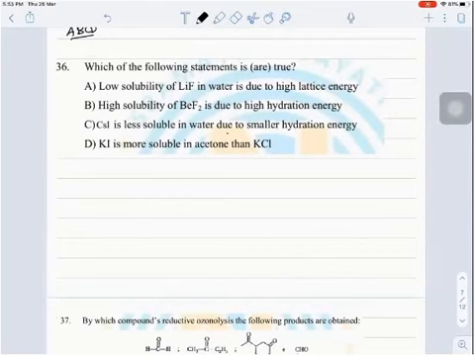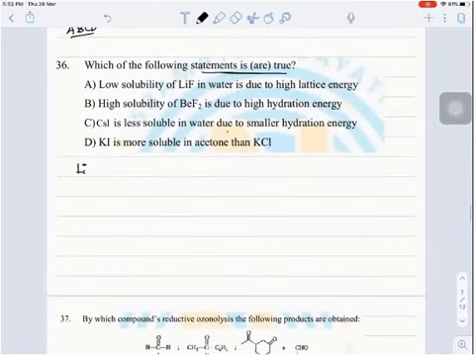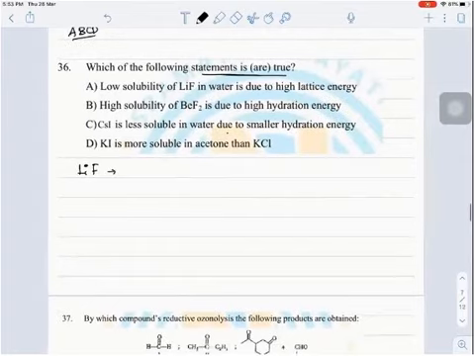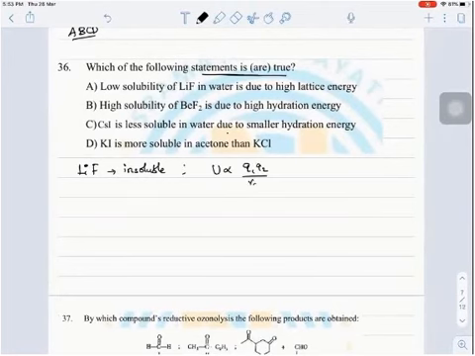So, here we should identify the true statements. So, LiF, lithium fluoride, is less soluble in water. So, it's sparingly soluble or insoluble in water due to its high lattice energy. Lattice energy is Q1 Q2 by Rc plus Ra. Due to the small size of Rc and Ra, its lattice energy is high.